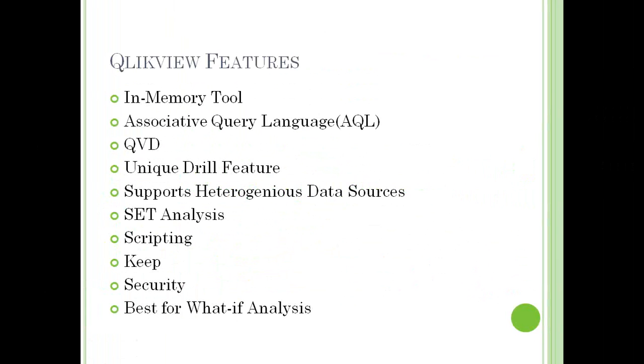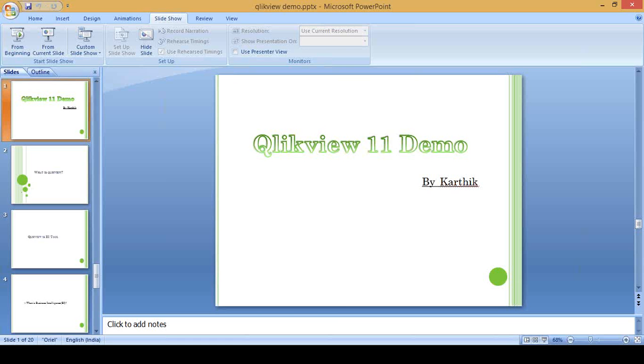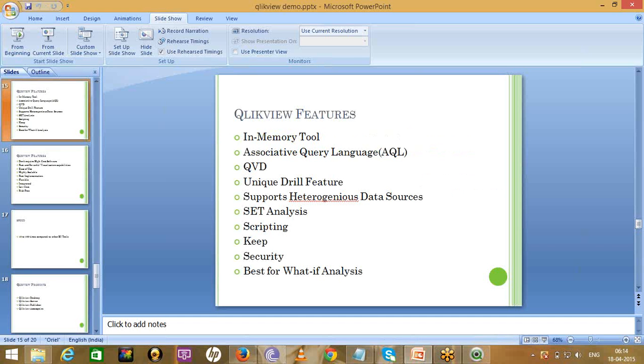First and important one is this is in-memory tool. In-memory means after loading data from different types of data sources, what QlikView will do is it will keep entire data set in RAM and it will do all the calculations based on RAM data itself. That too on-the-fly calculations. On-the-fly calculations means based on current selection of data only aggregations will be calculated.